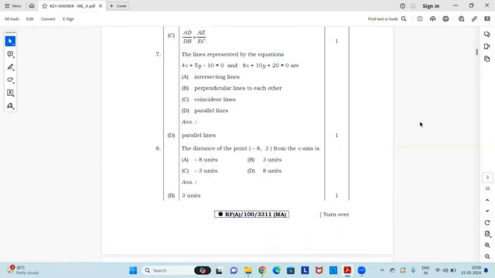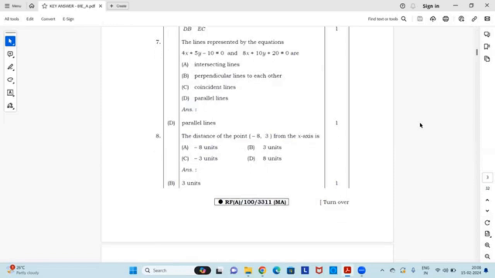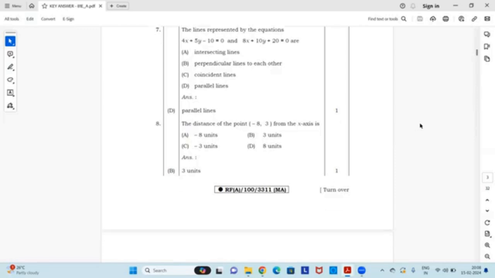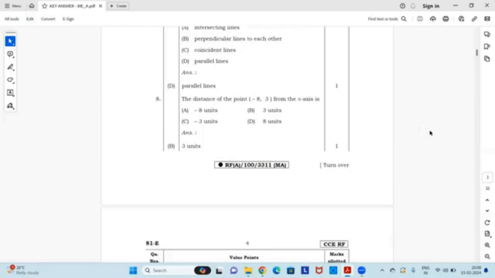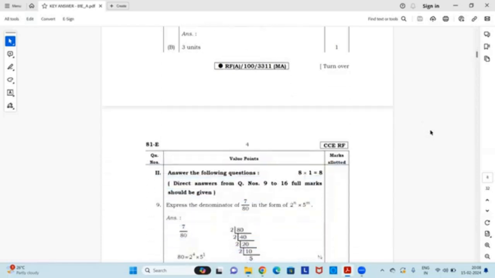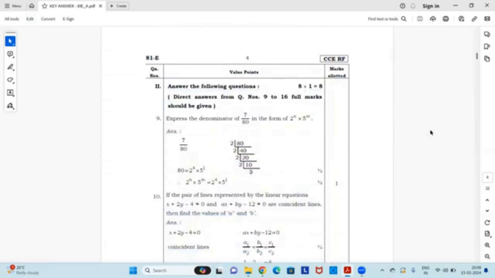Question 7. The lines represented by the equations. Equations are given there and the options. Okay, so the right option is option D, parallel lines. Similarly, 8th question, the distance of the point (-8, 3) from the x-axis is dash. Answer is option B, 3 units. I hope you're getting it. Okay, here we finish with our first main, going to the second main.